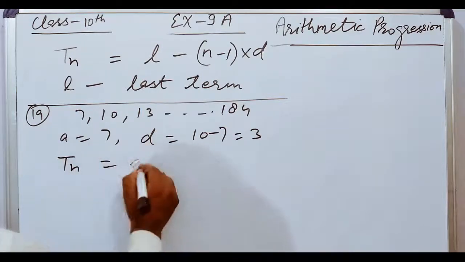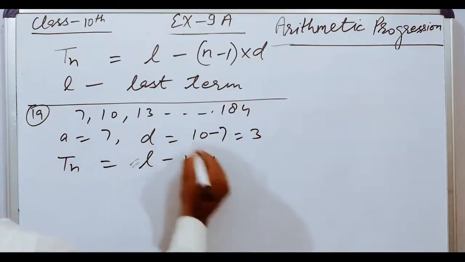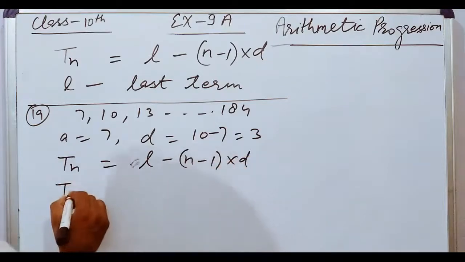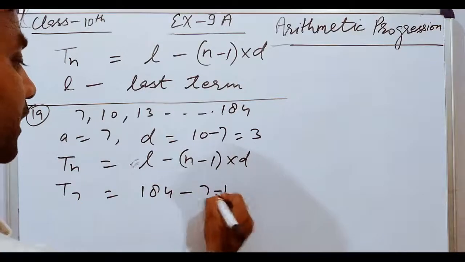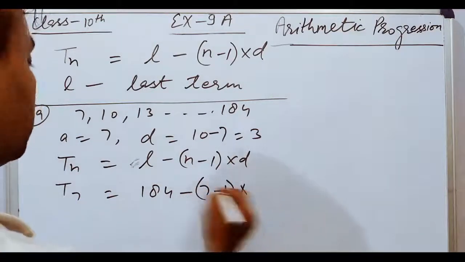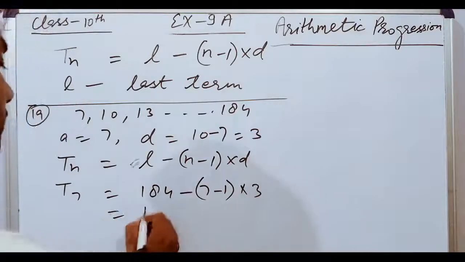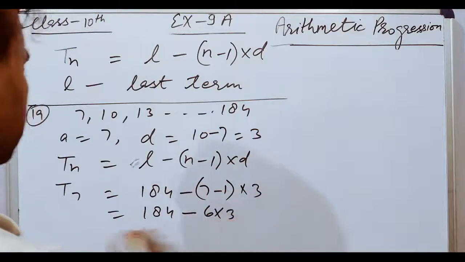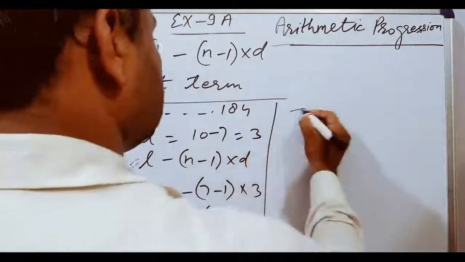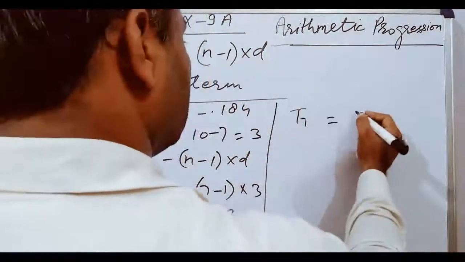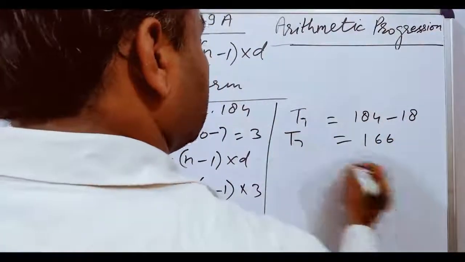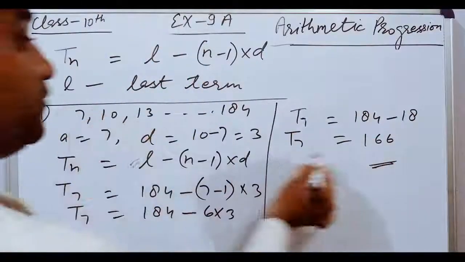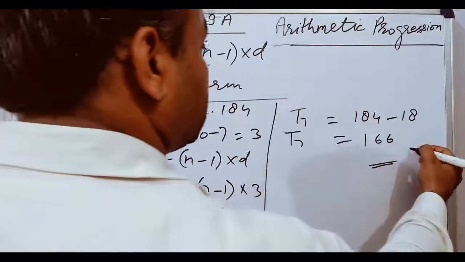So Tn, we have to find from the last term. Tn equal to L minus n minus 1 into D. T7, L is 184 minus 7 minus 1 into D, 3. 184 minus 6 into 3. Then T7 equal to 184 minus 18 equal to 166. So the 7th term from the end is equal to 166.